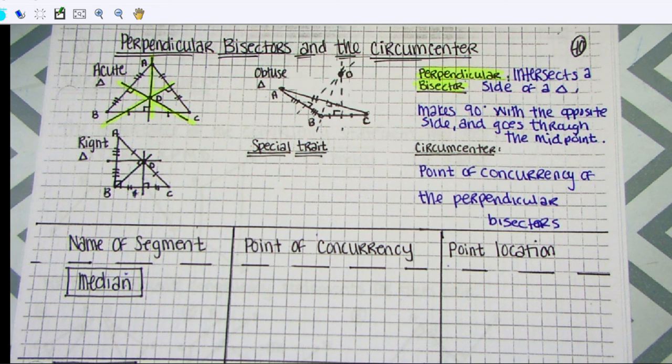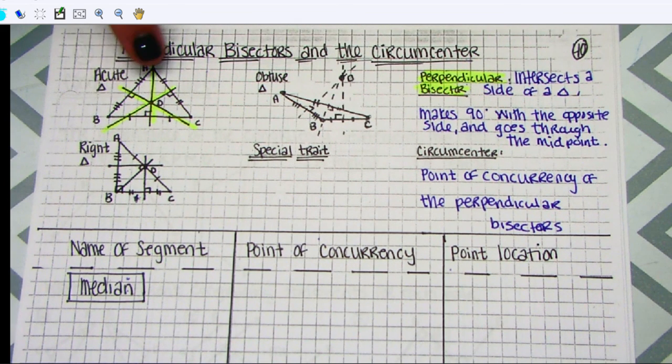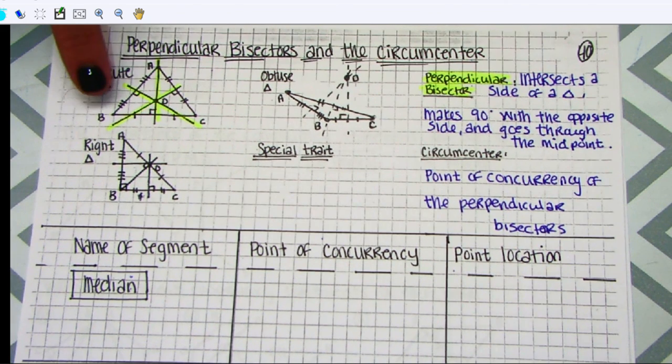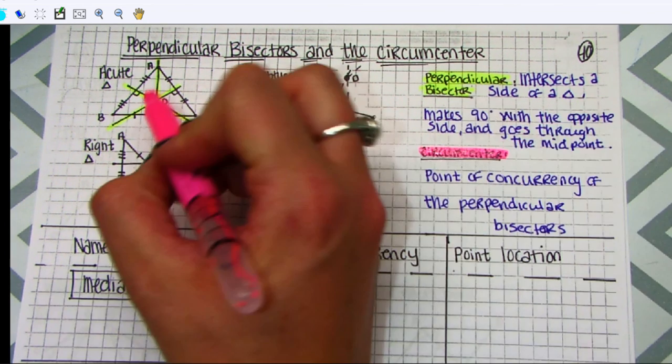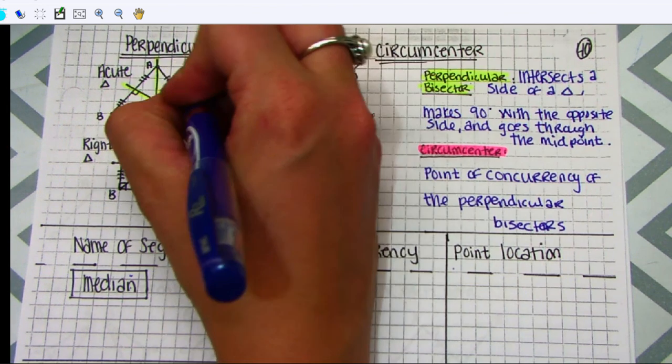Notice in your pictures how you have the 90-degree box and congruent segments, which show perpendicular bisectors. Now, the circumcenter is located inside if the triangle is acute. So it's inside the triangle if it's acute.